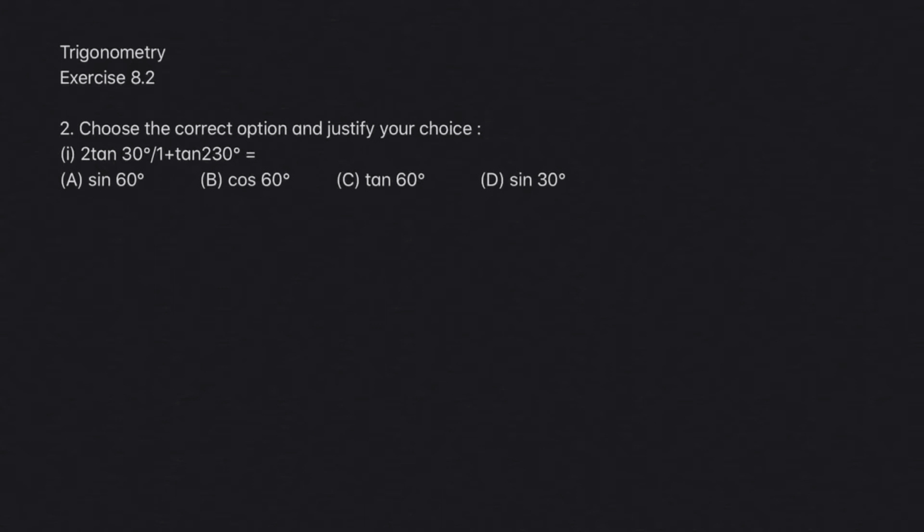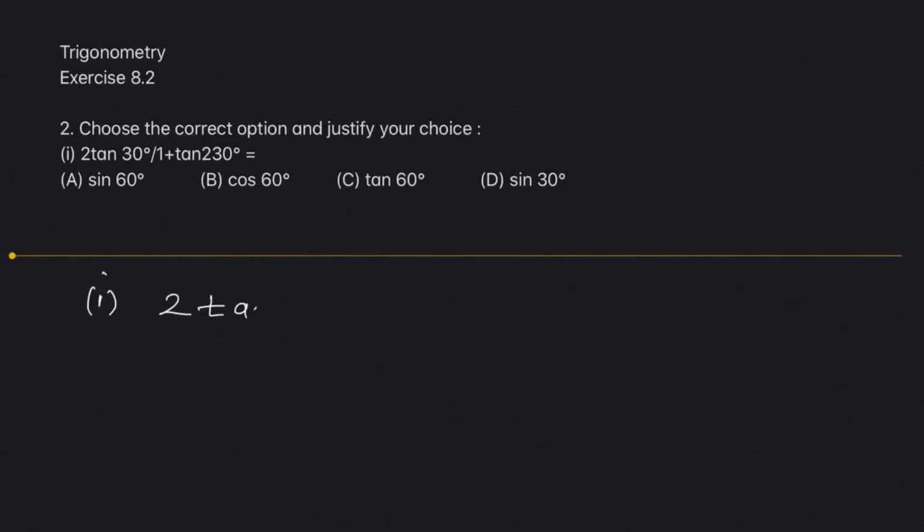Now we will solve question 2 from exercise 8.2. Choose the correct option and justify your choice. These are just simple, easy questions. First question is 2 tan 30 degree divided by 1 plus tan square 30 degree.